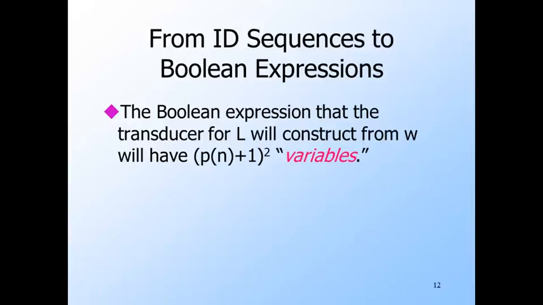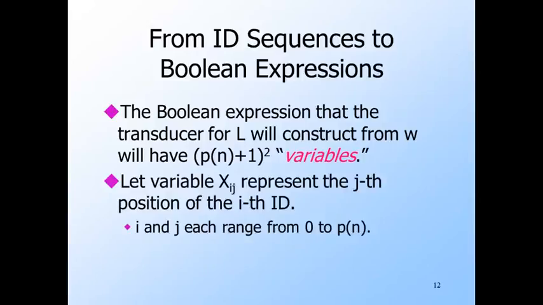The expression that is output from the transducer will involve P of n plus 1, all squared, what we call variables. But these variables are not the propositional variables of Boolean logic. Rather, they are collections of propositional variables that together represent the symbol in a particular position of a particular ID. That is, the variable we'll call x_ij represents the jth position of the ith ID. Thus, i and j are each in the range 0 through P of n inclusive.